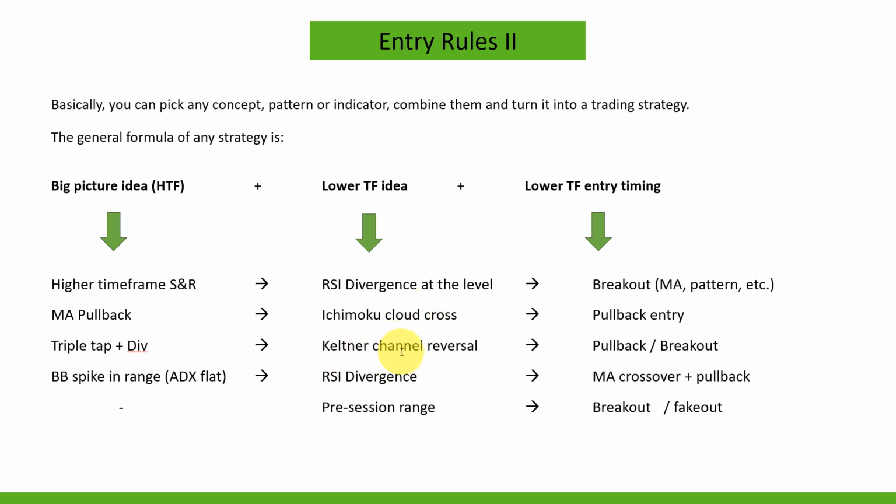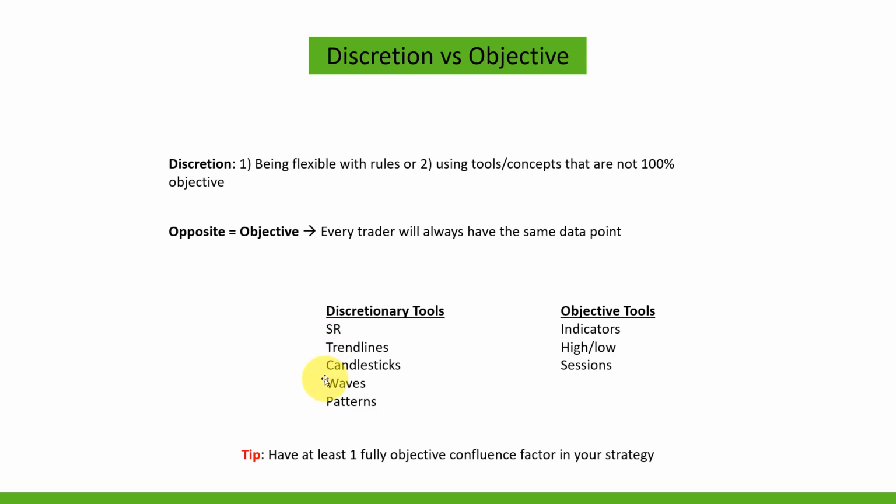The Keltner channel is always going to be the same. There's no room here for interpretation. The Bollinger Band is always the same. Pivots are always the same. Those things are very helpful, and you will see that as a new and struggling trader, or just as an inexperienced trader who has never done strategy development, you will greatly benefit from having at least one objective confluence tool, because the more discretion you have in your trading strategy, the more room for inconsistencies there is.